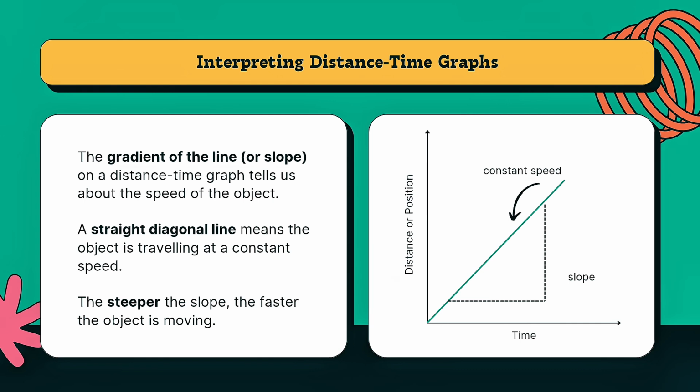If the line is a straight diagonal line, it means the object is moving at a constant speed. If the line becomes steeper, it means the object is moving faster. Think about climbing a hill. A steeper hill means you rise quickly. Similarly, a steeper graph means distance increases quickly, so speed is higher.